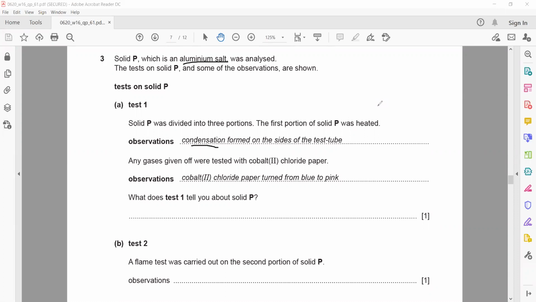If you are heating a salt and you observe this, it is a hydrated salt. It contains water of crystallization, so it's a hydrated salt. Any gas given off was tested with cobalt chloride. Actually, cobalt chloride paper is a test for water. So this confirmed that the gas which was there is water vapor. What does test 1 tell you about solid P? So it gives an idea: this is a hydrated salt, or contains water of crystallization.